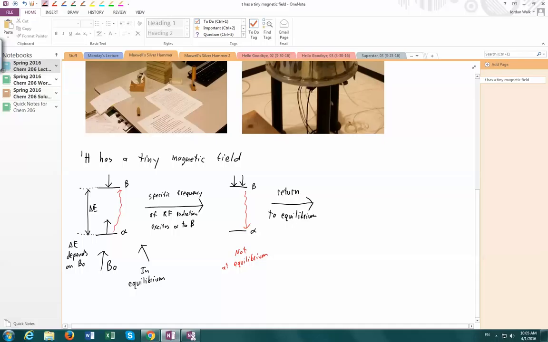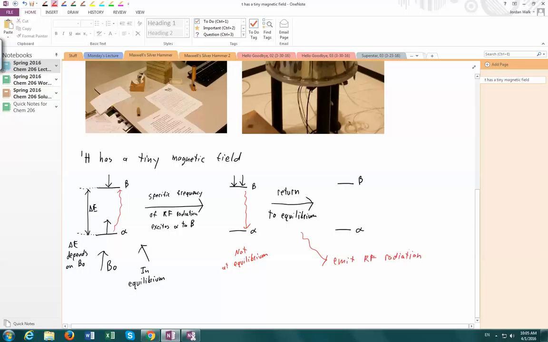And so just like we input energy to go from this state to this state, what's going to happen when we go from this state and then we return to equilibrium? We're going to give off energy, right? And so what form of energy do you think that's going to be? It's going to be RF radiation, right? It's going to be the same exact frequency. So we return to equilibrium, and in doing so, we're going to emit RF radiation.